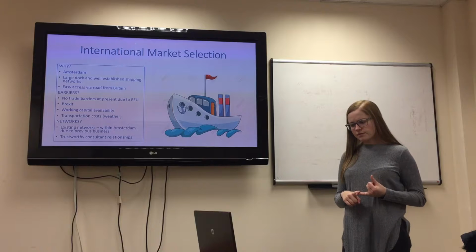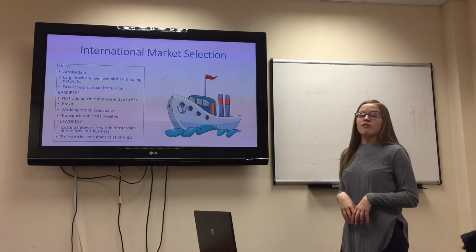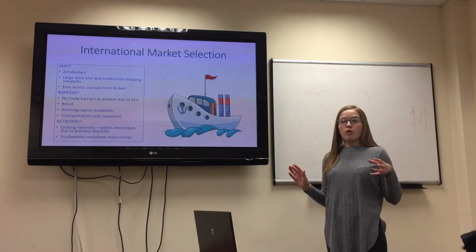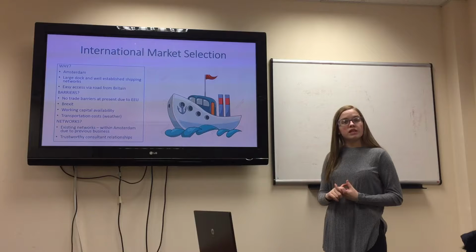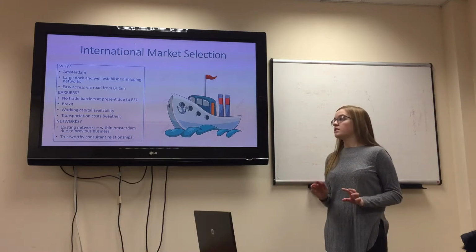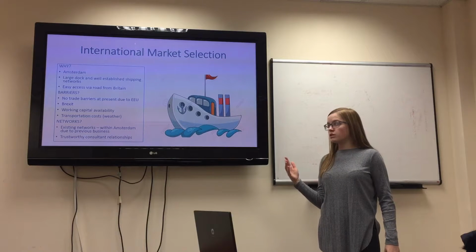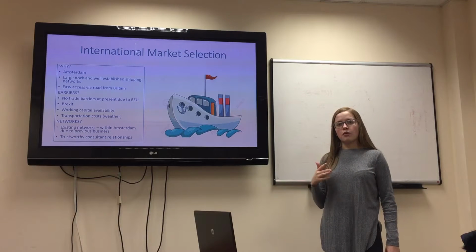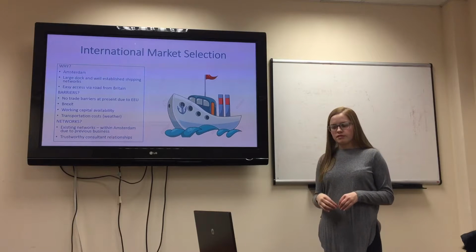consideration as well. Networks. In terms of the networks that PV Solar already have, they have a vast wealth of individuals that they already have communication with within Amsterdam, due to previously using Amsterdam as a shipping port but never having a satellite office there before. They also have gathered trustworthy consultant relationships there, which would allow them to use these consultants to create a model which would work best for PV Solar.